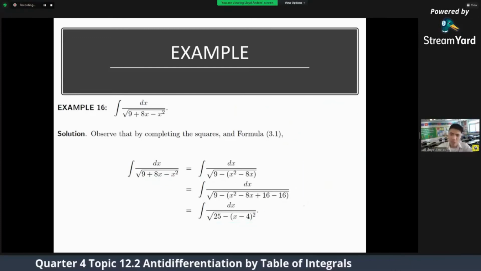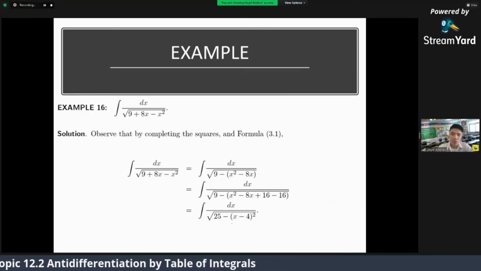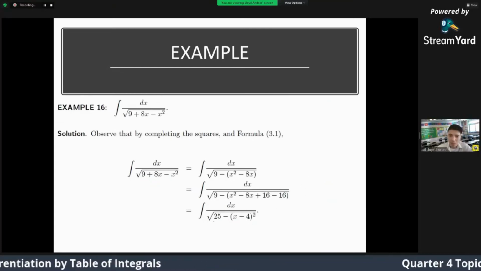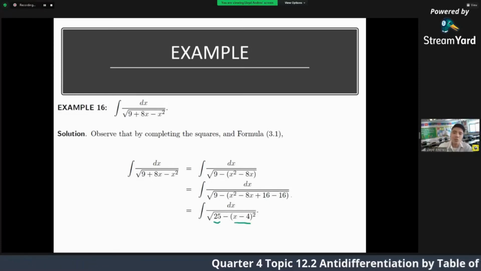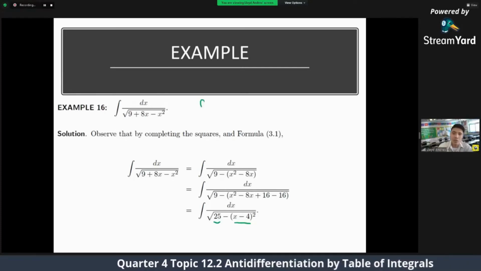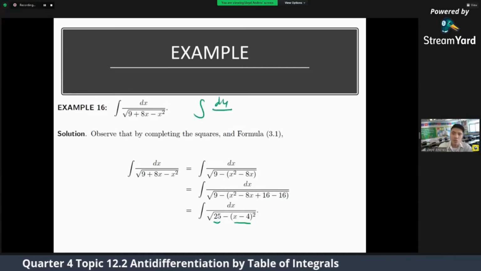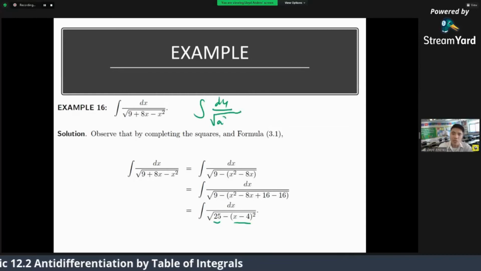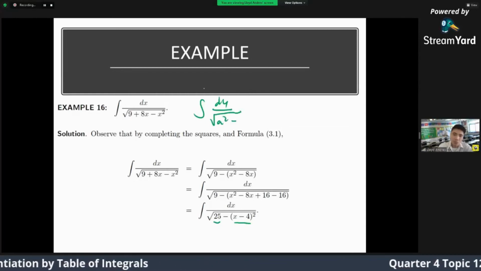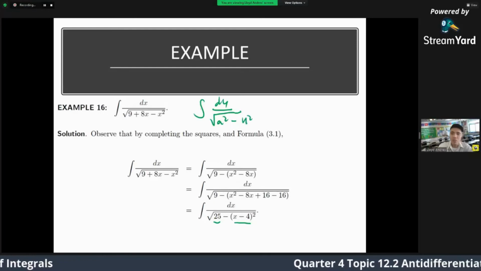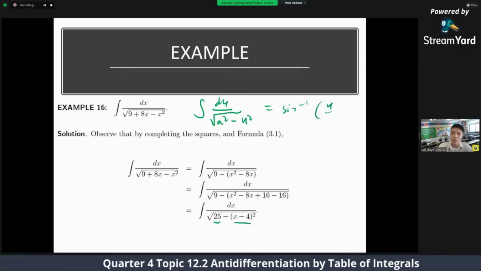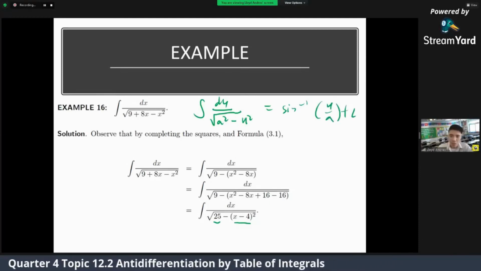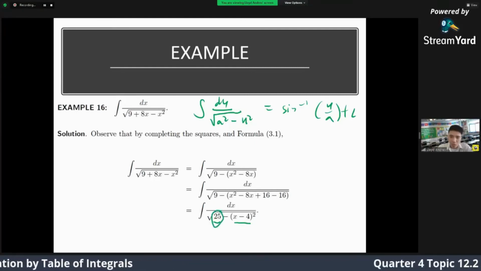Or you can follow what is in the book. After completing the square, it is now a binomial. So it now follows the formula: integral of du over square root of a squared minus u squared, which is equivalent to inverse sine of u over a plus c. So this is how it looks. Here is the a squared, and here is the u squared.